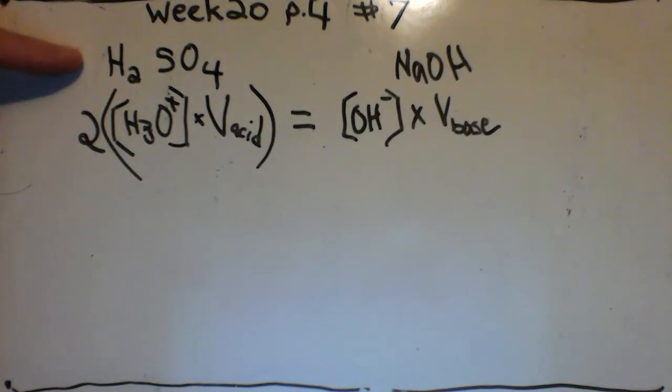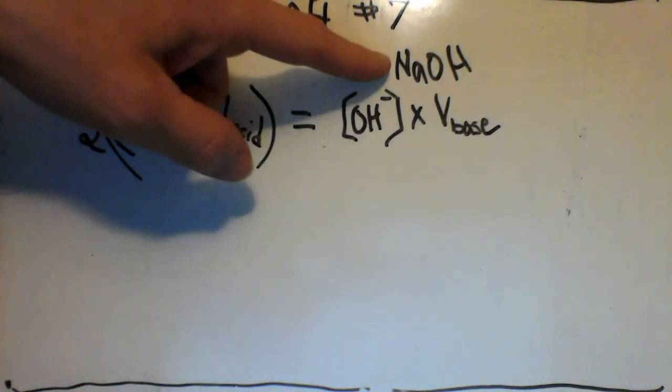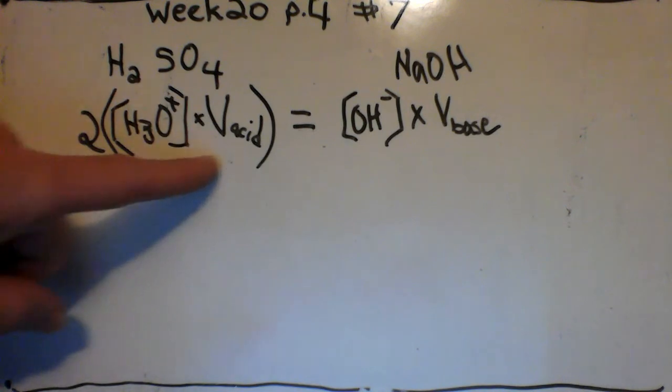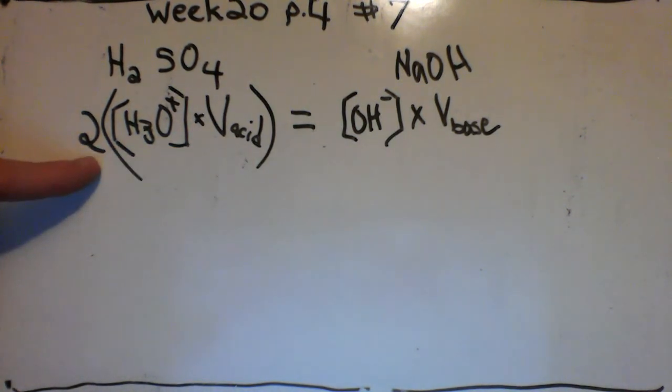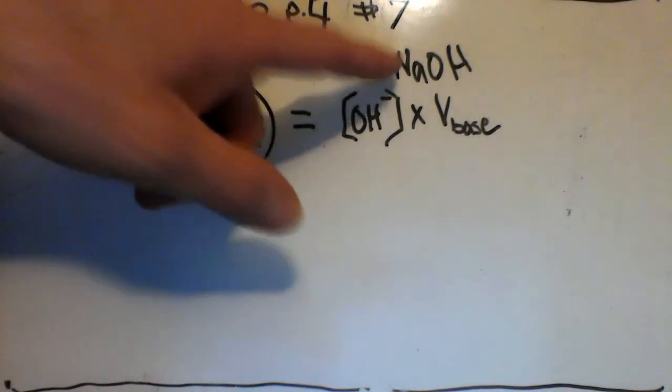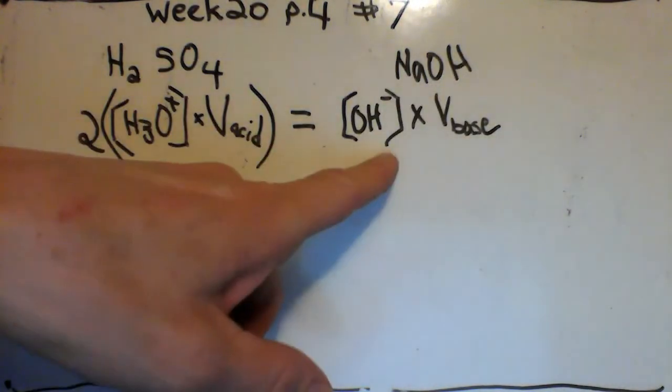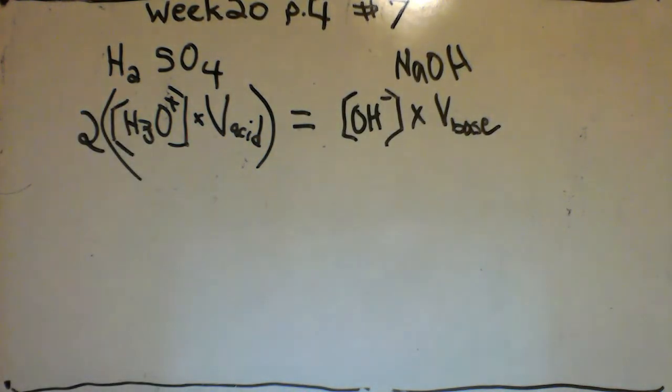So here I wrote a formula. I wrote the acid configuration above this side, the base configuration above this side, just to remind me which variables go where. Since sulfuric acid can dissociate 2 hydrogen ions, I multiplied this side of the equation by 2. Sodium hydroxide can only dissociate 1 hydroxide ion, so we don't need to multiply this side by anything. Now we can use whatever numbers we've been given.